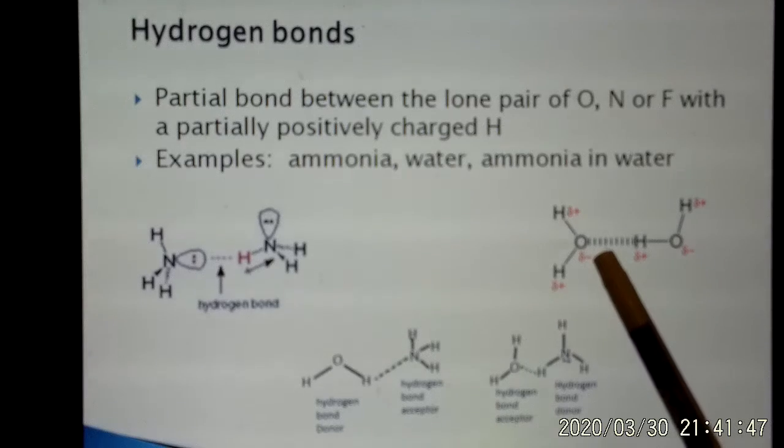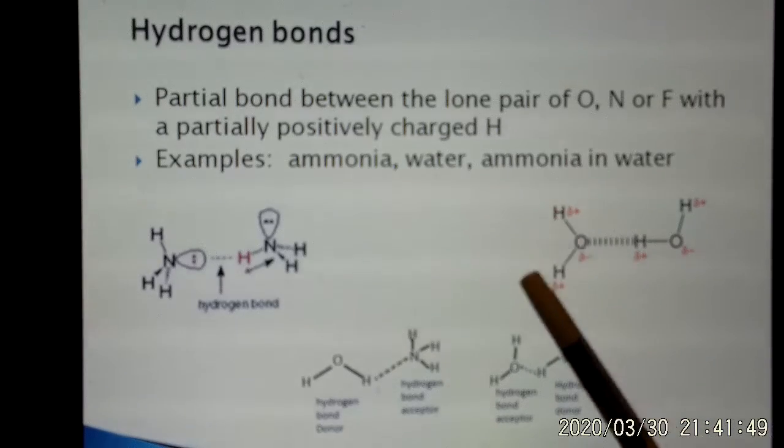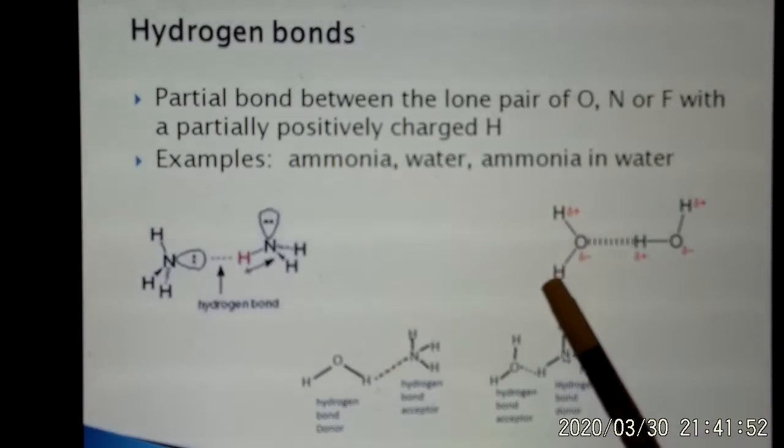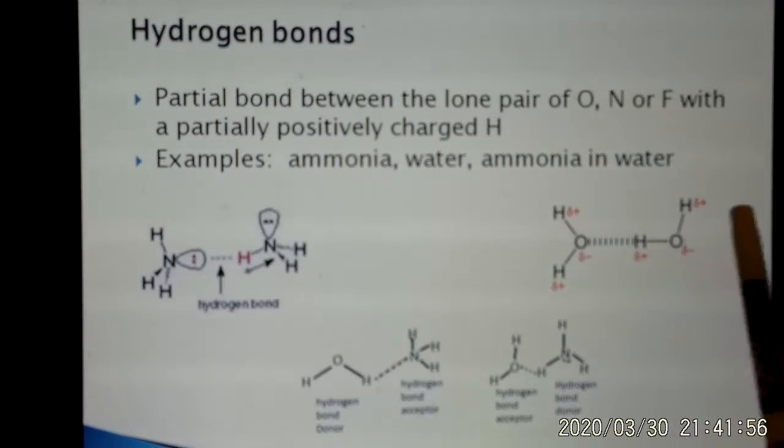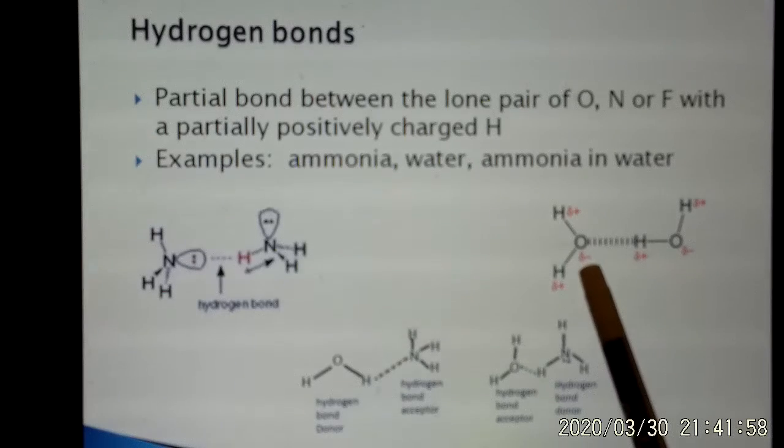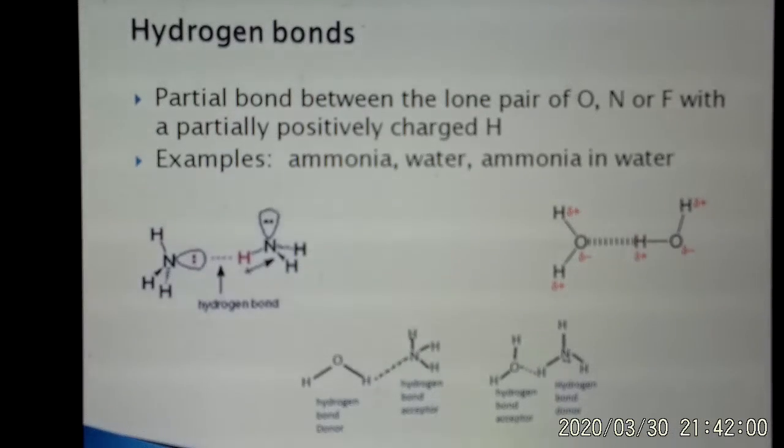There's a lone pair on the oxygen, two lone pairs. Oxygen's delta minus, hydrogens are delta plus. So I can form a hydrogen bond between the lone pair on the oxygen with the slightly positive hydrogen. But when we talk about hydrogen bonds, we're not restricted just to a hydrogen bond between two molecules of the same substance. You can do it with different substances.